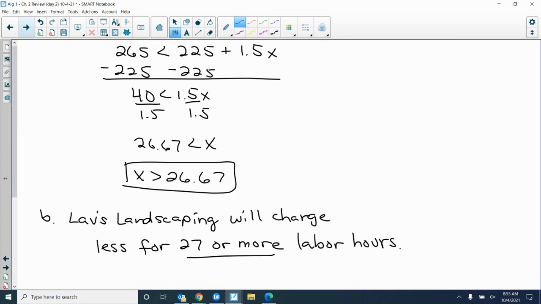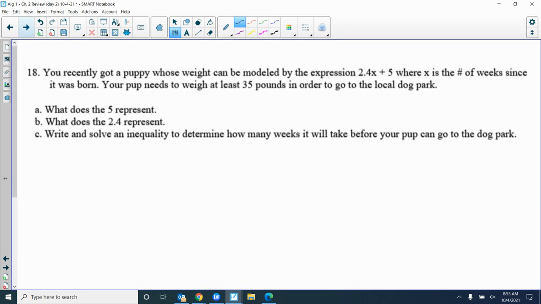All right, let's take a look at that last one. 18. You recently got a puppy whose weight can be modeled by the expression 2.4x plus 5, where x is the number of weeks since it was born. Your pup needs to weigh at least 35 pounds in order to go to the local dog park. What does the 5 represent? What does the 2.4 represent? And then write an inequality to determine how many weeks it will take before the pup can go to the dog park. All right, what do you think there?